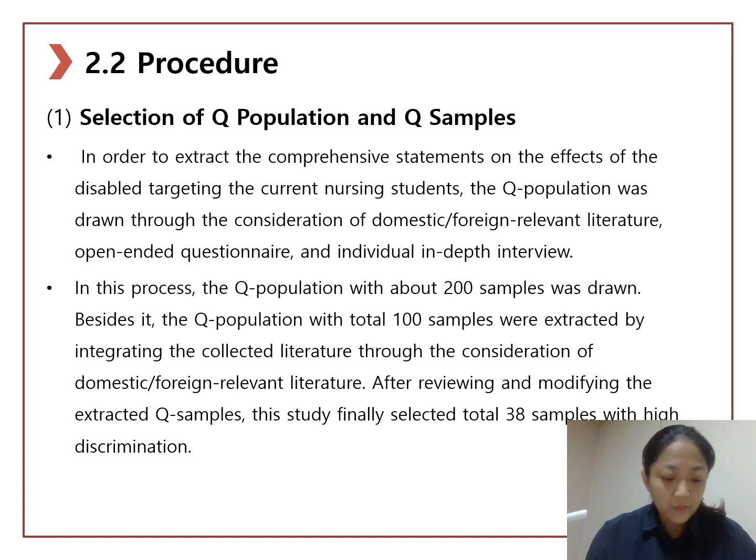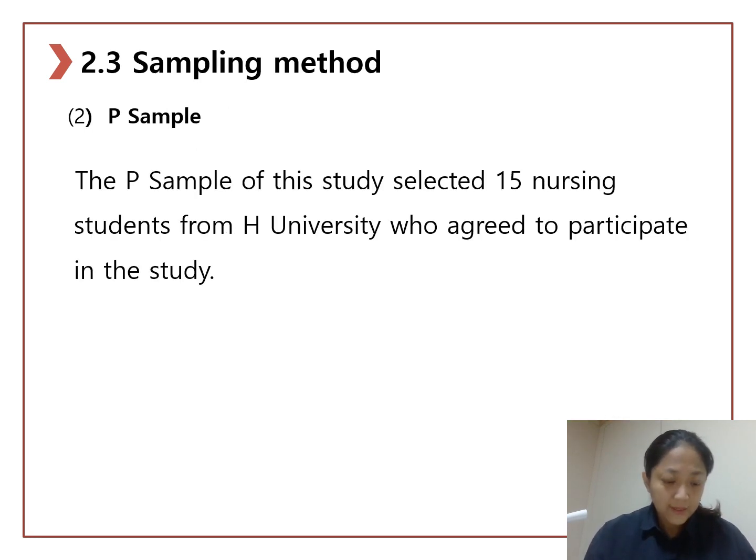After reviewing and modifying the extracted Q samples, this study finally selected a total of 38 samples with high discrimination. This is the sampling method. As the P sample, this study selected a total of 15 nursing students who voluntarily agreed to participate in this study after fully explaining the objectives of this study to them.